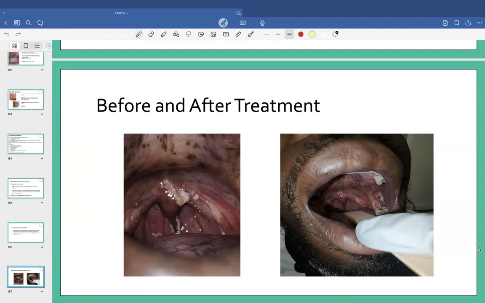I did a complete laryngoscopy, which is what we do in ENT to check his larynx and see if there was any migration into that area, but there was not. So we went ahead and treated him with fluconazole over, I forget, 7 to 14 days. And then he came back and that's what we saw. So he responded extremely well to the treatment and was feeling a lot better.